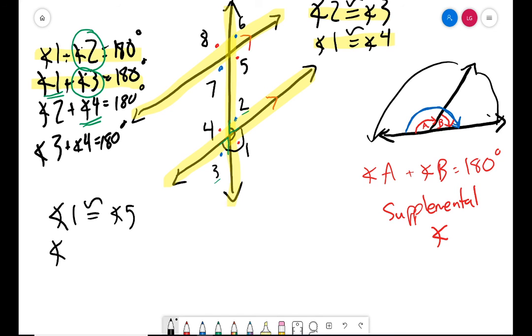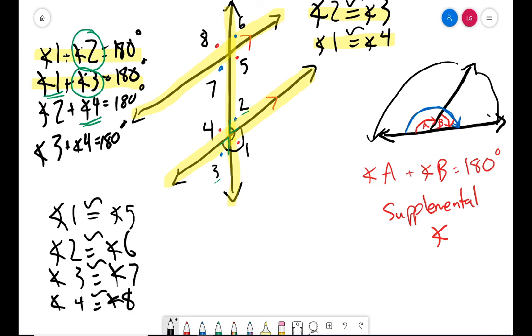You can see some other ones maybe. 2 is congruent to 6. 3 is congruent to 7. 4 is congruent to 8. Okay. But now we have a lot going on, right? Because we have angles equal to each other, but multiple sets of relationships going on.